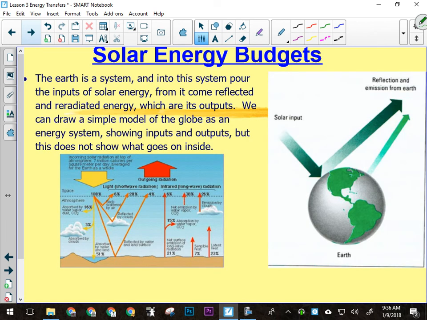All right, so solar energy budgets. What happens when the solar energy comes in and hits the Earth? Well, it can be absorbed, it can be reflected, or it can be used or converted. The Earth's a system, and the only input of energy we have of any real influence is the sun. So we have to make sure that the amount of energy being used and being lost all works out.